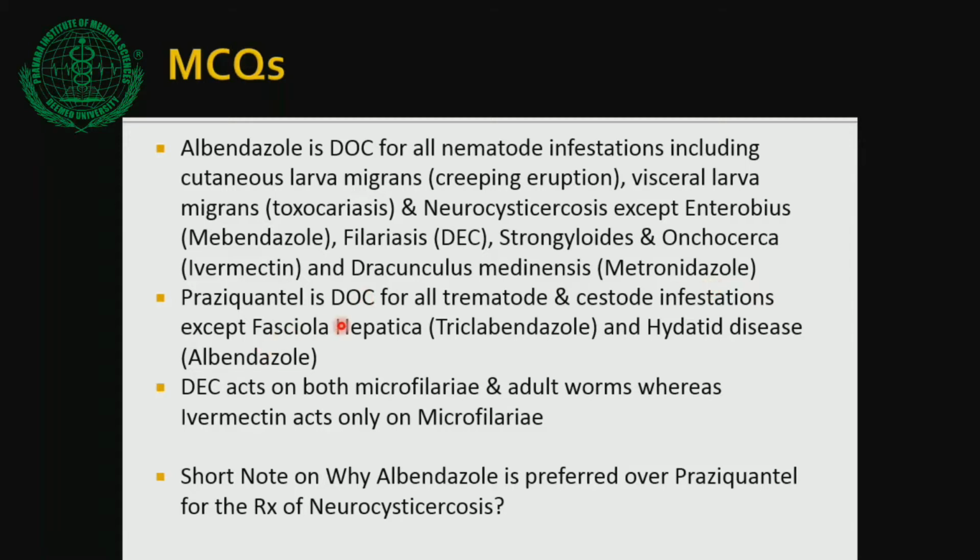Okay. Then Praziquantel is a drug of choice for all trematode, that is flukes, and cestode infestation, except Fasciola hepatica or sheep liver fluke, where the drug of choice is triclabendazole, and hydatid disease or hydatid cyst, where the drug of choice is albendazole. Next important point from this lecture is that DEC, diethylcarbamazine citrate, acts on both microfilariae as well as adult worms, whereas Ivermectin acts only on microfilariae.